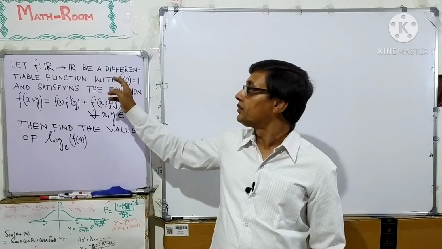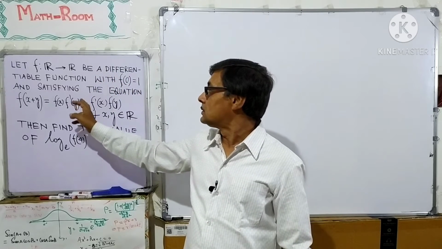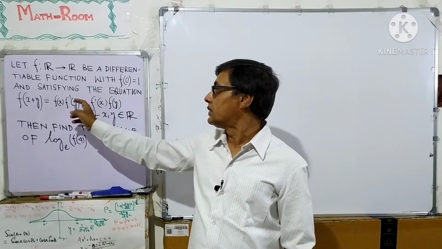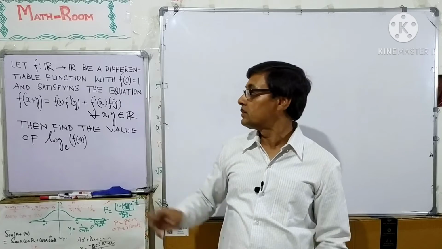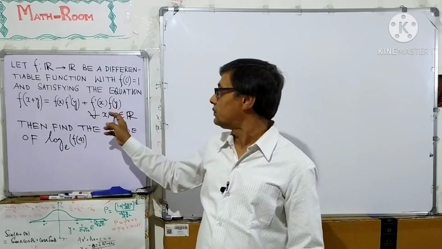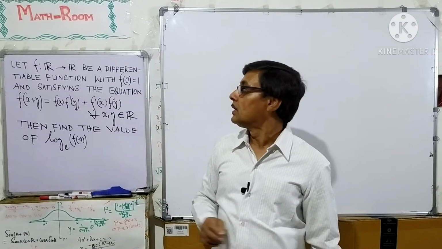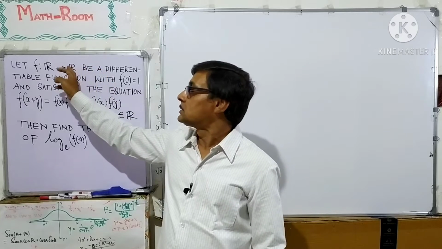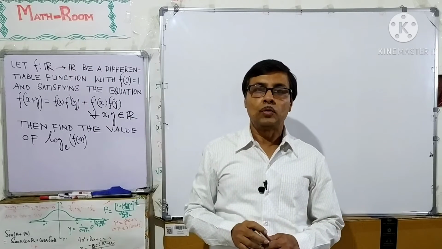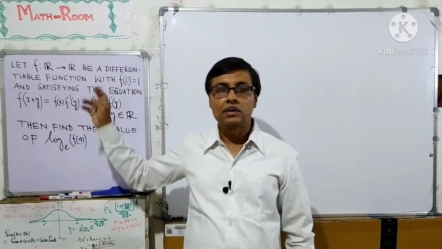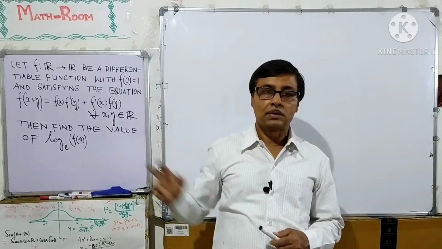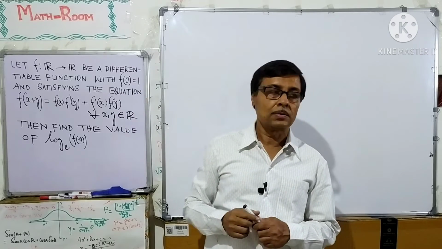This is the problem. A functional equation is given here: f of x plus y equal to f(x) f'(y) plus f'(x) f(y) for all x, y belonging to R, and the function's domain and image are both the set of real numbers, and the functional value at x equal to 0 is 1. We shall solve it.